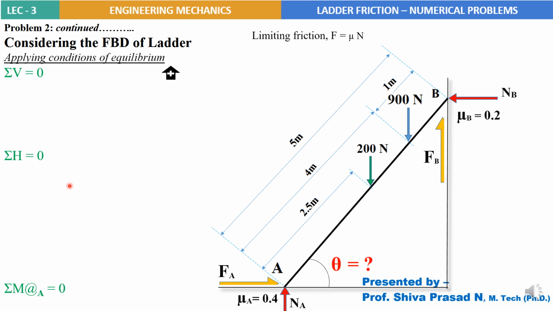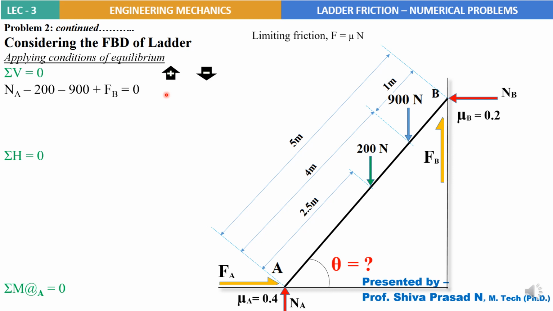First condition of equilibrium, sigma V equal to 0. Upward forces positive, downward forces negative are the sign convention that we are going to adopt here. So the equation would be plus NA, that is upward direction, downward forces minus 200, minus 900. Next again FB, because it is an upward force, NA minus 200 minus 900 plus FB equal to 0.